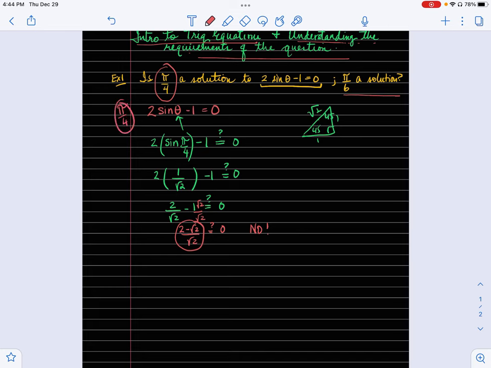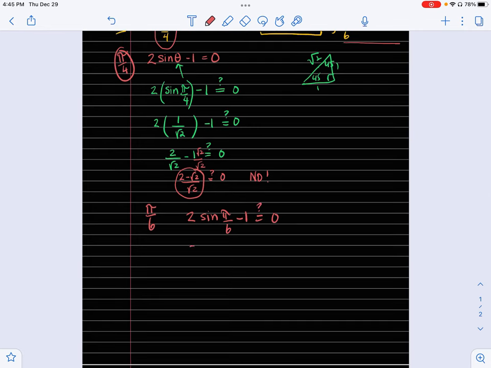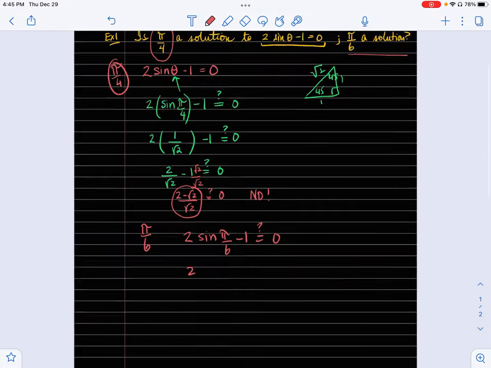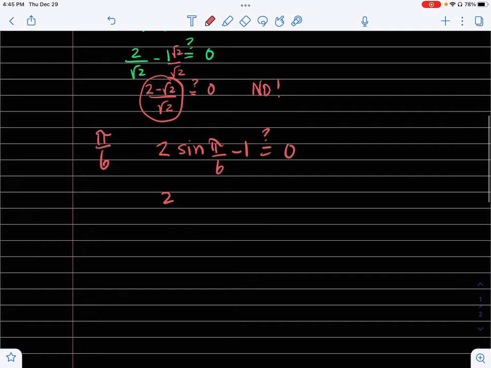Let's go ahead and try out pi over 6 now. We'll do the same thing. 2 times sine of pi over 6 minus 1. Does that equal 0? Let's try it. Sine of pi over 6. Pi over 6 is basically a 30-degree angle, so we use a 30, 60, 90 triangle.